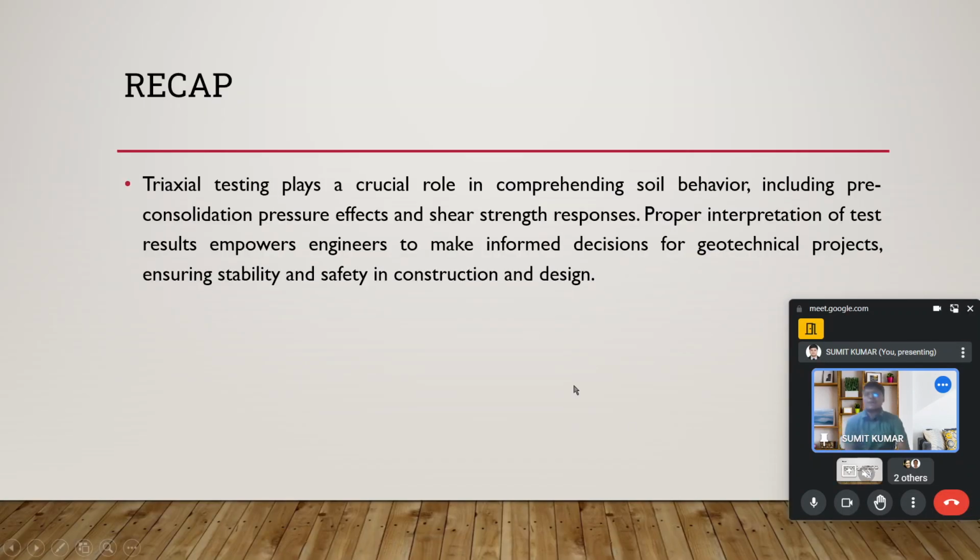Okay, so I will recap these sections. Afterward, we will move to the next section, which is our last section for today's discussion. Triaxial testing plays a very crucial role in comprehending soil behavior, including the pre-consolidation pressure effect and the shear strength responses. The proper interpretation of test results empowers field engineers to make informed decisions for geotechnical projects, ensuring the stability and the safety in construction design.